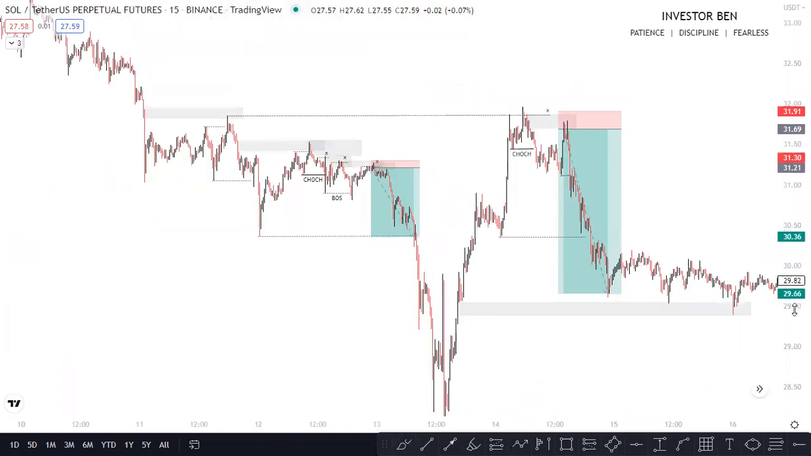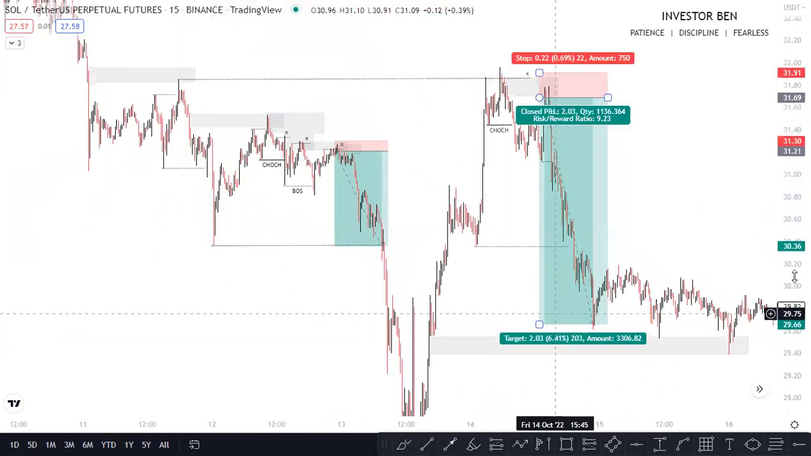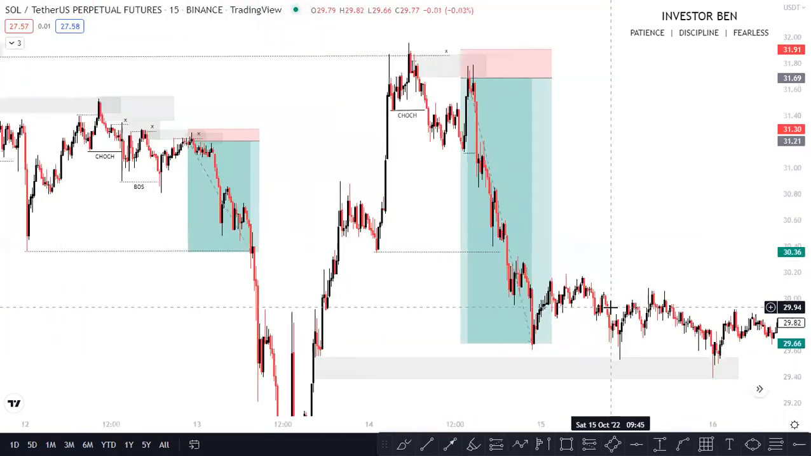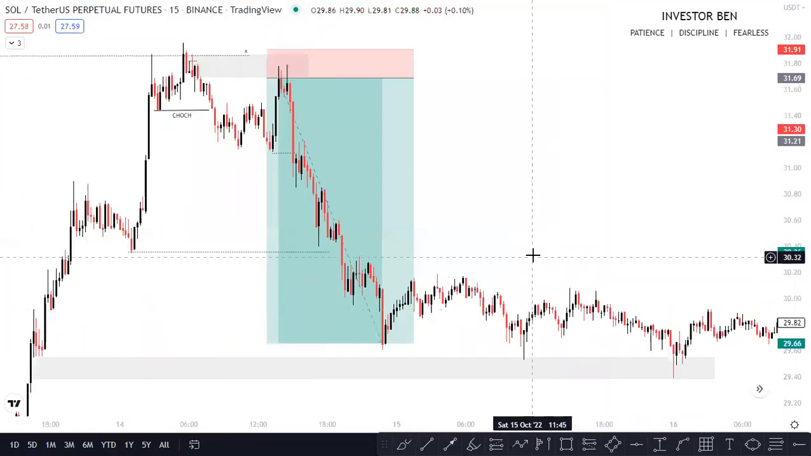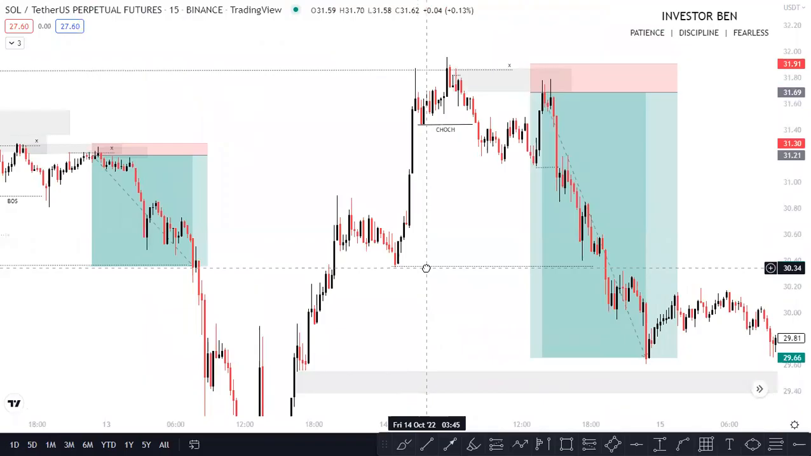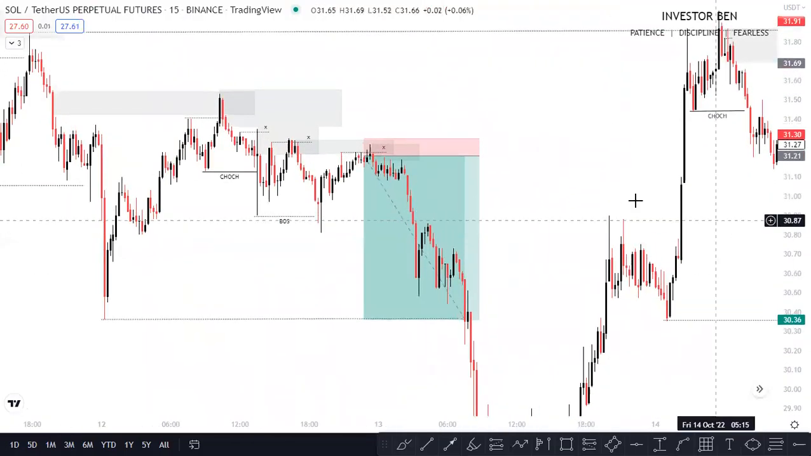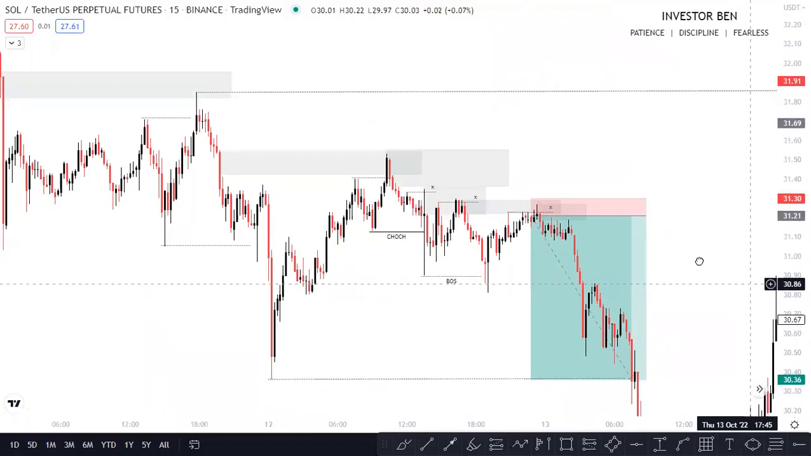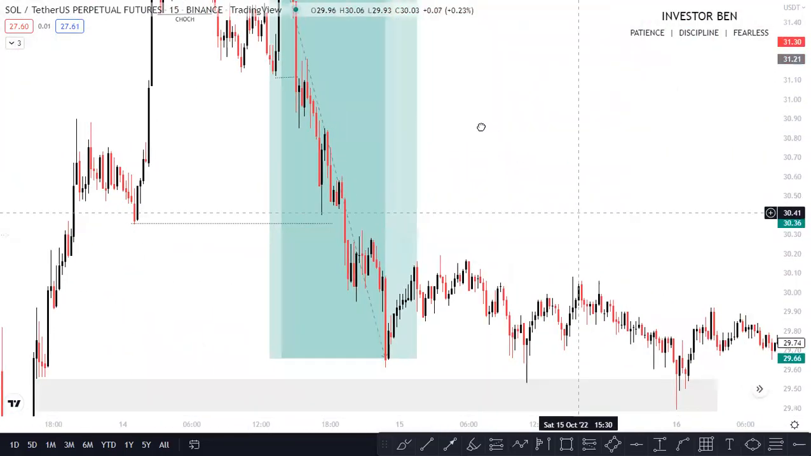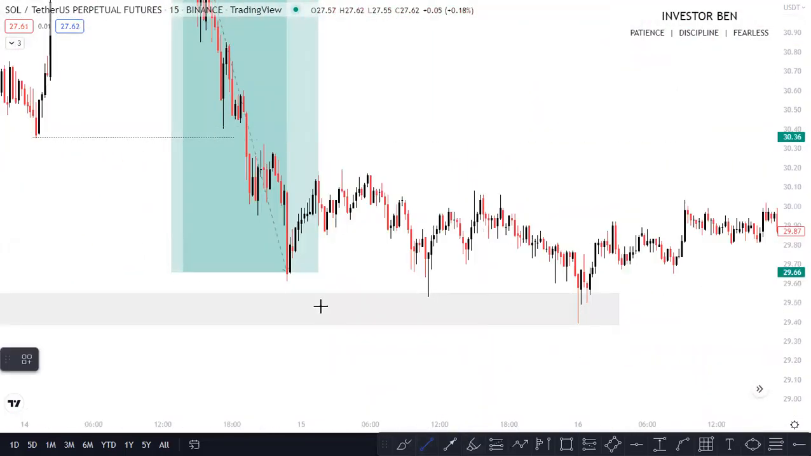Yeah, so this is the structure we've marked so far. So let's continue with our markups.